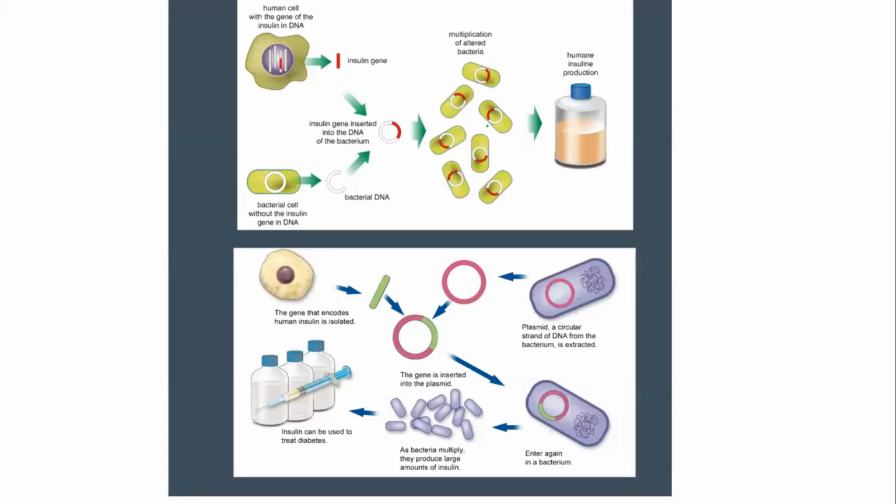Now, moving to the next part. So, this is an example of recombinant DNA technology where human insulin is produced. So, this is a human cell with the gene of interest, that is the insulin gene in DNA. And we are inserting this insulin gene into the DNA of the bacterium. So, this is the bacterial cell without the insulin gene in DNA, and the insulin gene is inserted in the DNA of the bacterium. So here we have the recombinant DNA.